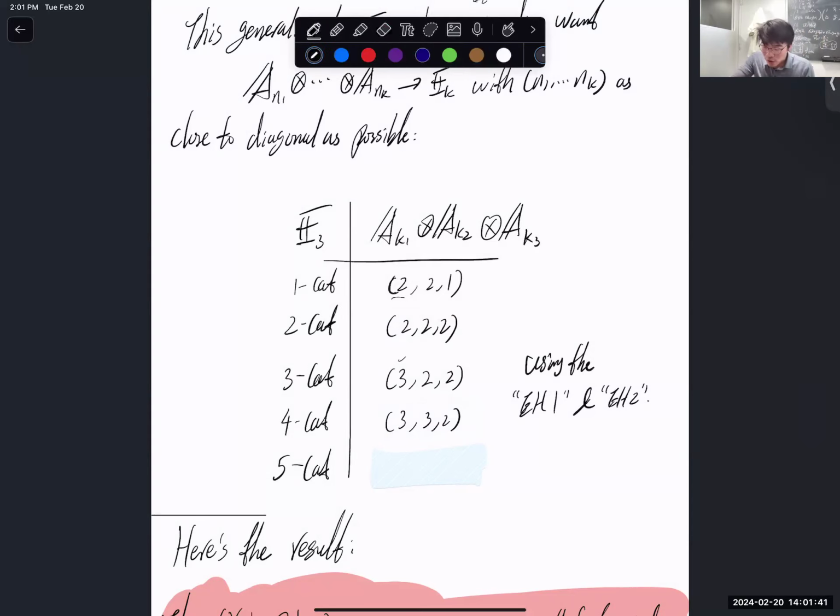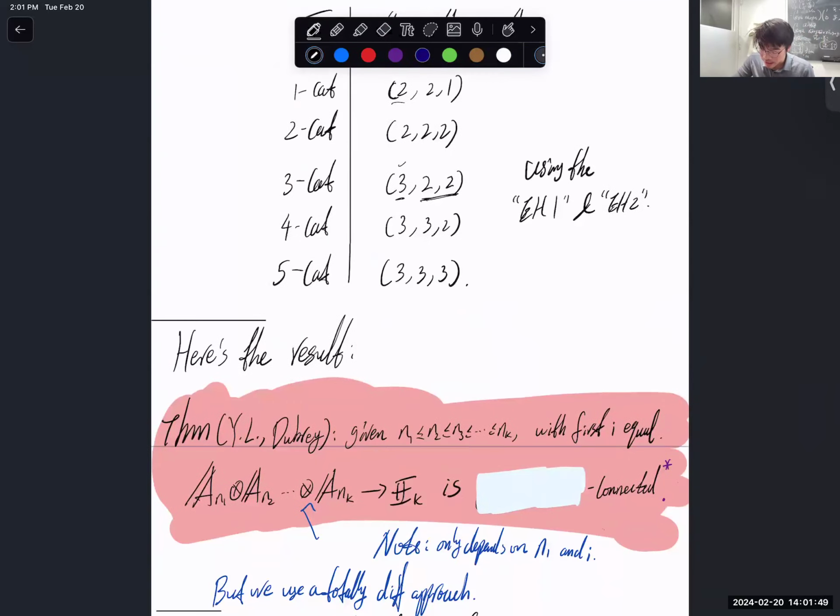Okay, but now for a 4-category, I already bumped up 3, so I need to increase one of these. I just increase this one. So it's 3, 3, 2. Again, it doesn't matter. Now for a 5-category, I already bumped up 2 of them. I need to bump up the last one. Okay, and then you just continue. It's now just a ladder in this 3-dimensional space.